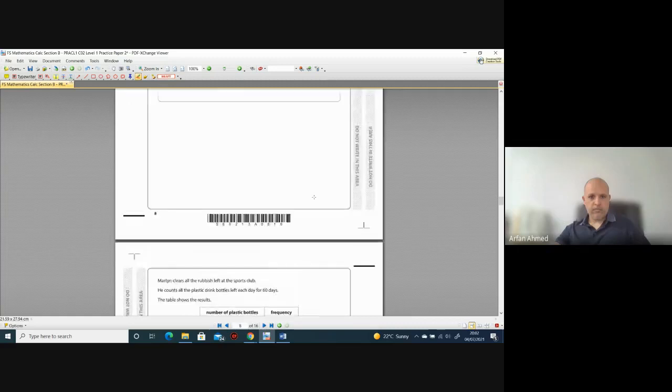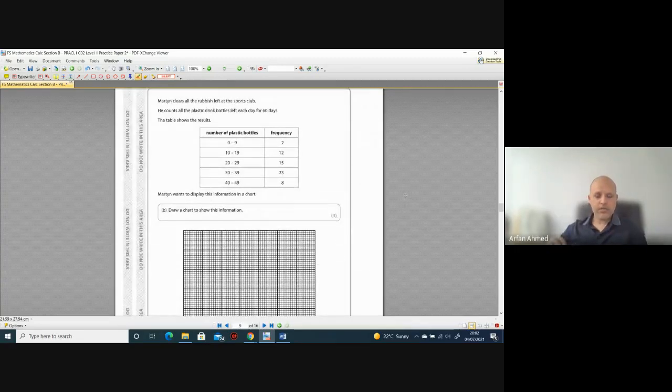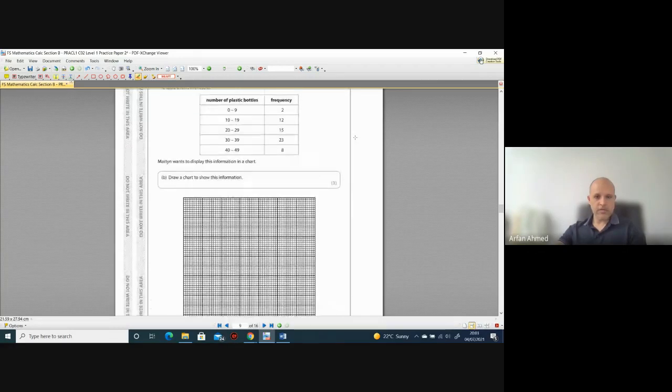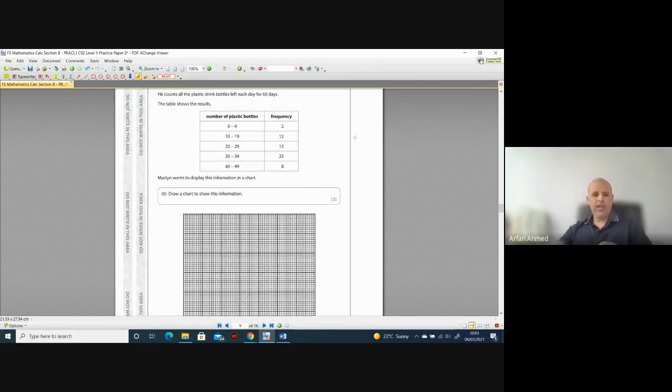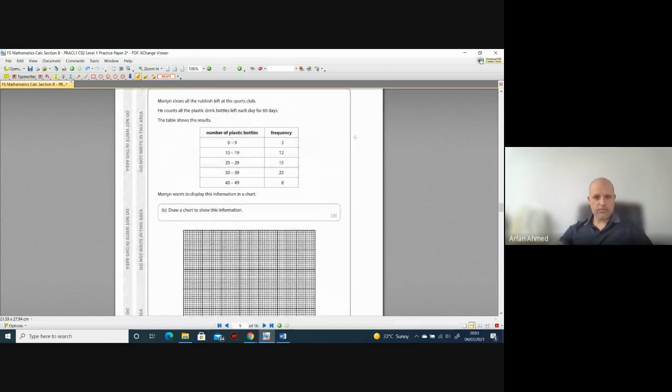Let's move on. Martin clears all the rubbish left at the sports club. He counts all the plastic drink bottles left each day for 60 days. The table shows the results. Martin wants to display this information in a chart. Draw a chart to show this information. They've not specified what chart you can draw. Me personally, I would stick to a bar chart. It's the easiest one out of all of them.